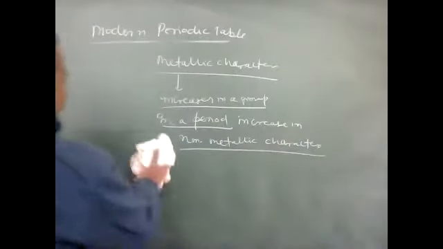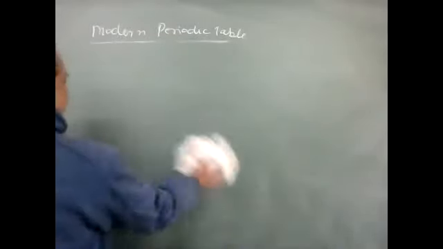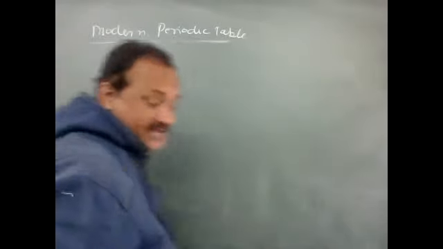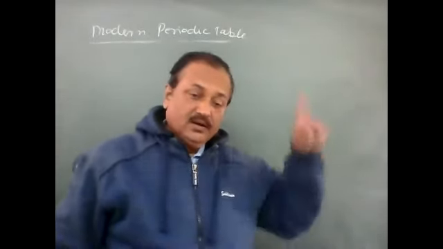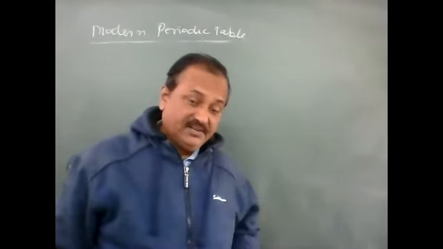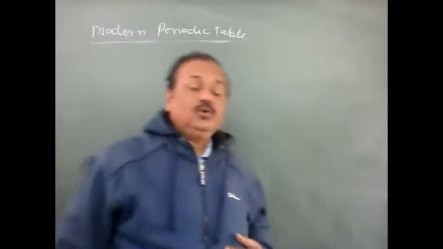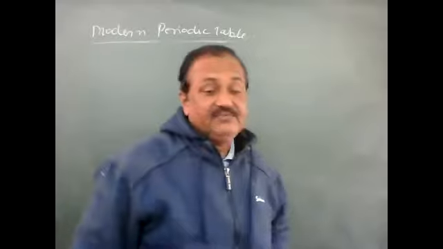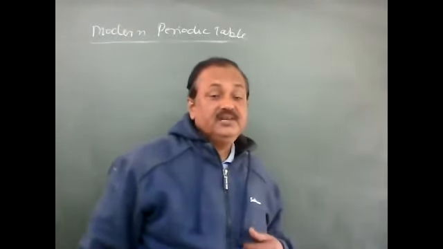So this was the metallic and non-metallic characters. So children, keep in mind that the metallic and non-metallic characters are just opposite. In a group, moving from top to bottom, metallic character increases, so non-metallic will decrease. Similarly, in a period, when we move from left to right, non-metallic increases, so metallic will decrease. So they are just opposite, just reverse.